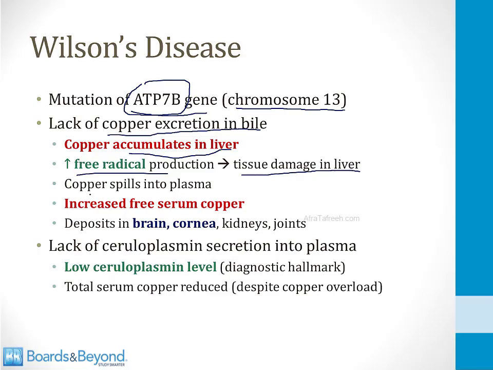In addition, all that copper in the liver can spill into the plasma and there will be an increase in the free serum copper level. This copper will then deposit in places like the brain and cornea and also the kidneys and the joints. And as we will see, there are many manifestations of Wilson's disease that occur outside of the liver from deposition of this copper that spills over into the plasma.